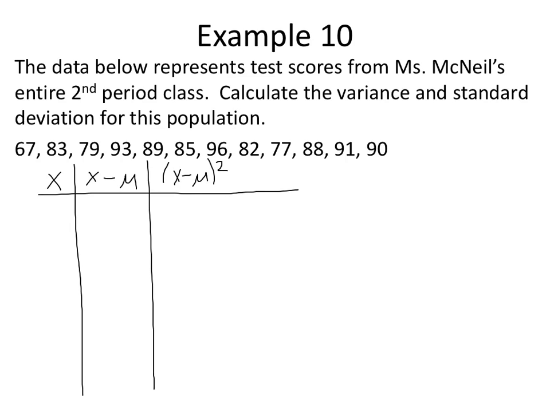Now, before we can start calculating, we have to find mu. So we have to find the average of this population. So we will add all of those numbers up. We get a sum of 1,020, and we're going to divide it by the total number of students whose test scores we have. So we have a total of 12 test scores. So when we divide that, we get a mu of 85.